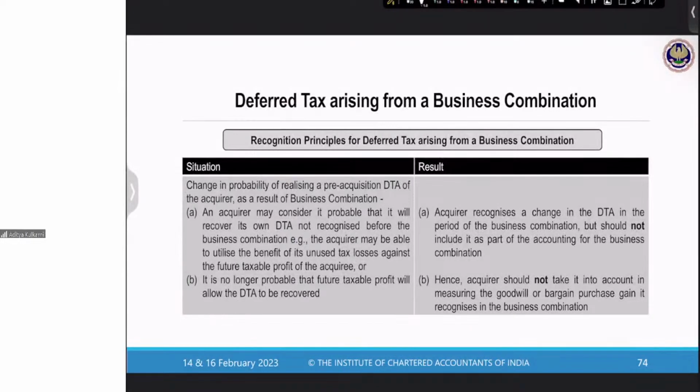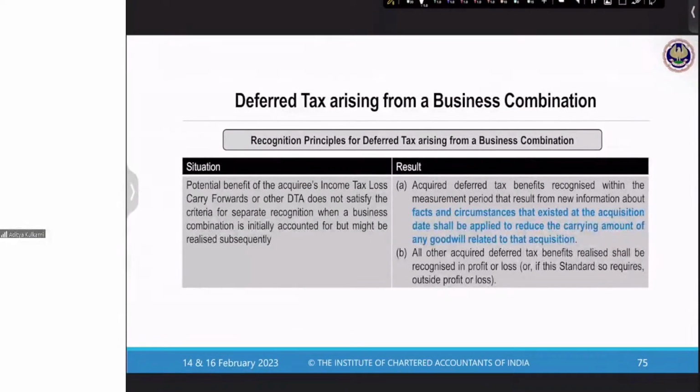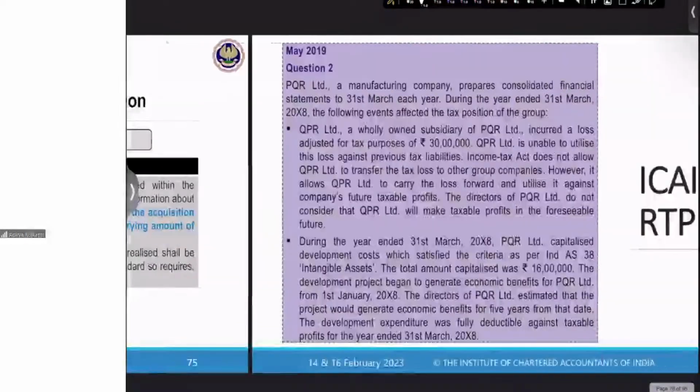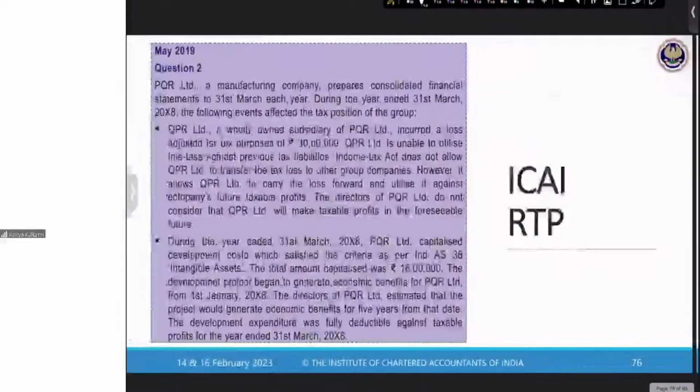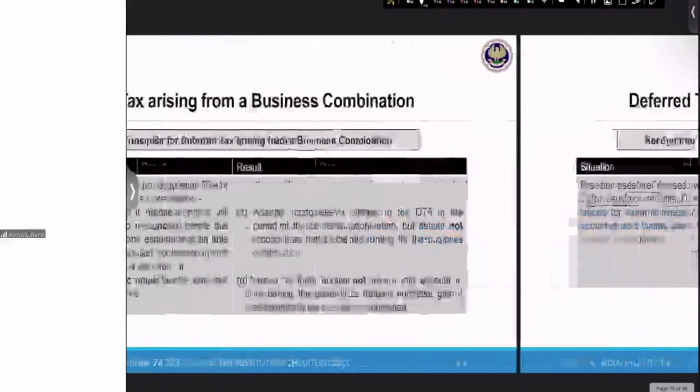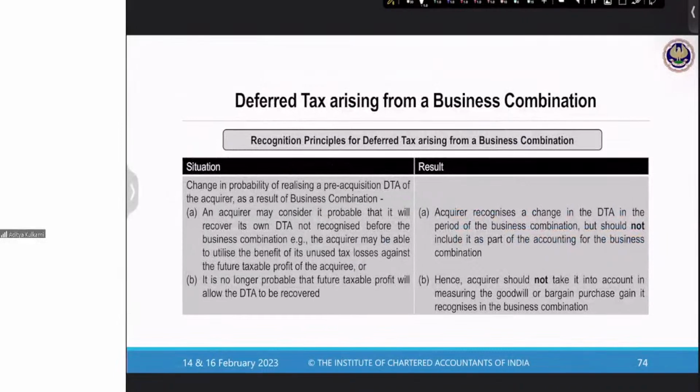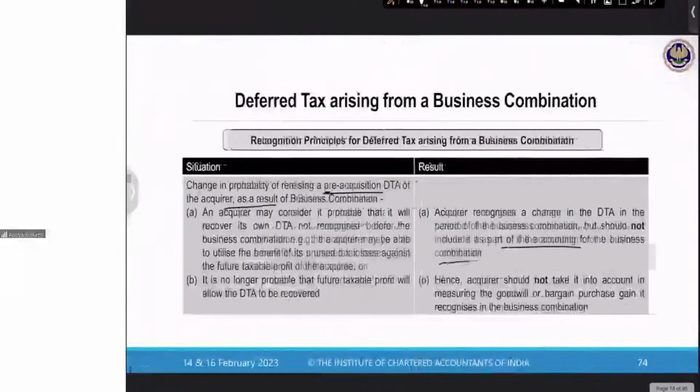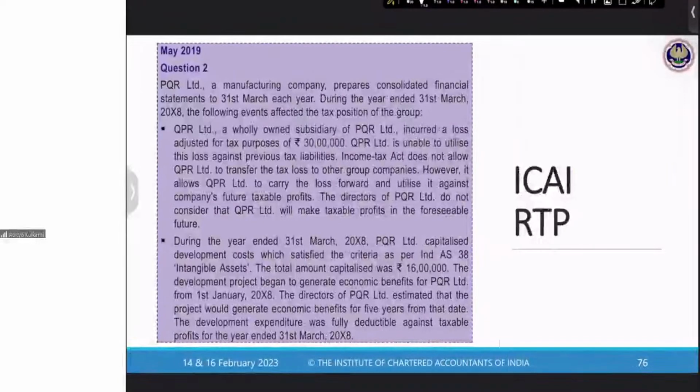Recognition principles for deferred tax. Potential benefits, all of this we have discussed. Income tax loss carry forwards, all of this under the business combination. So pre-acquisition DTA, all of it you will have to reassess. That's it. Go through this. It's simple.